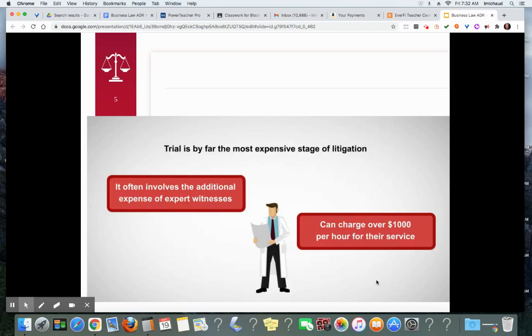And trial is by far the most expensive stage of litigation. As you know, it often involves the additional expense of expert witnesses, and they can charge over $1,000 per hour for their service. So ADR is a way to lessen the cost and the risk and the aggravation of going to court.